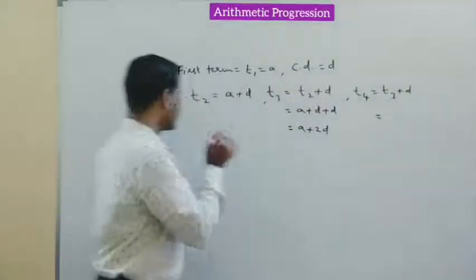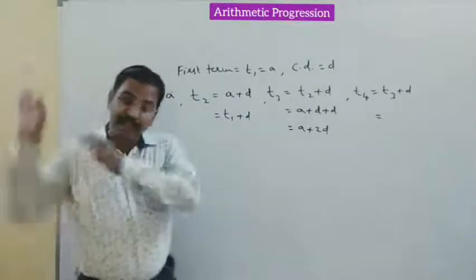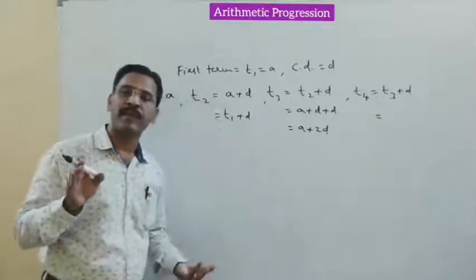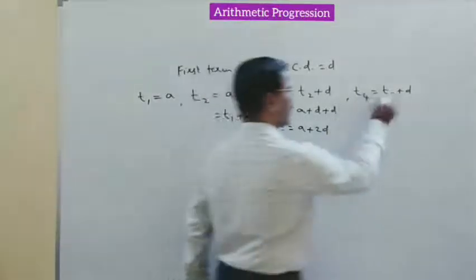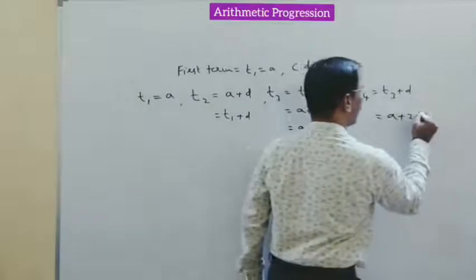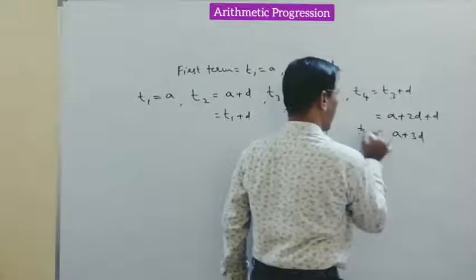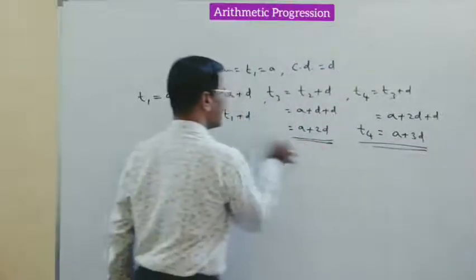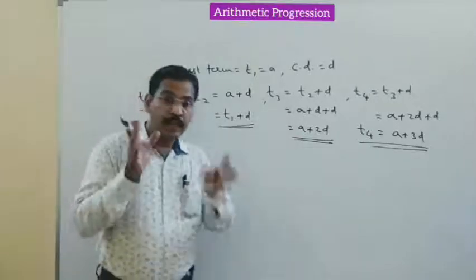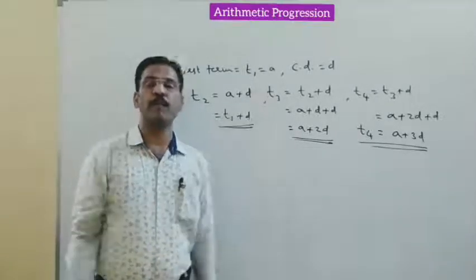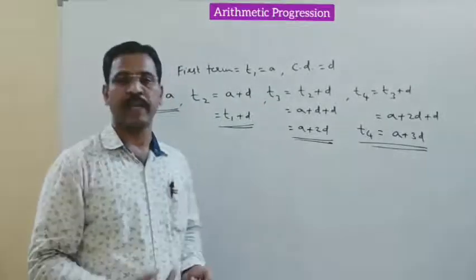Yes. Now after that, T4 will be T3 plus D. Is it correct? Here also, just look. This is T1 plus D. It means in the previous term we add the common difference, then we get the next term. T3 is what? A plus 2D plus D, which means A plus 3D. Like this are the terms we can get. From all this discussion, we can predict some general form also. That one we'll discuss after taking the first exercise.